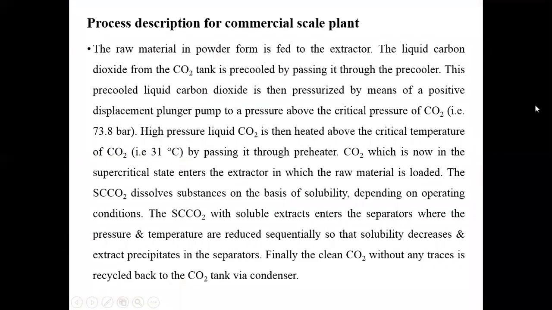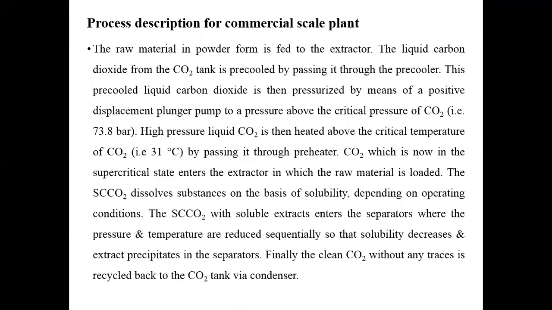So process description for a commercial scale plant. The raw material in powder form is filled into an extractor. The liquid carbon dioxide from a CO2 tank is pre-cooled by passing it through the pre-cooler. This pre-cooled liquid carbon dioxide is then pressurized by means of a positive displacement plunger pump to a pressure above the critical pressure of CO2, that is 73.8 bar.